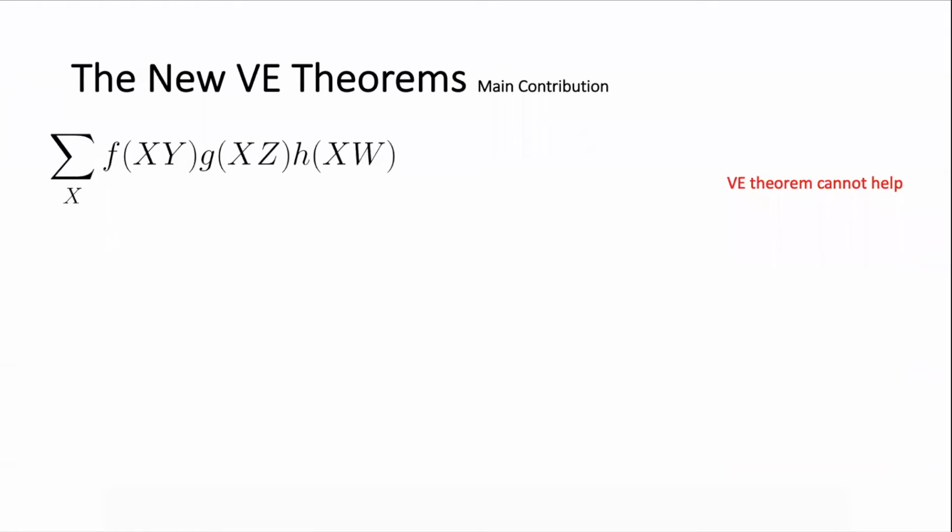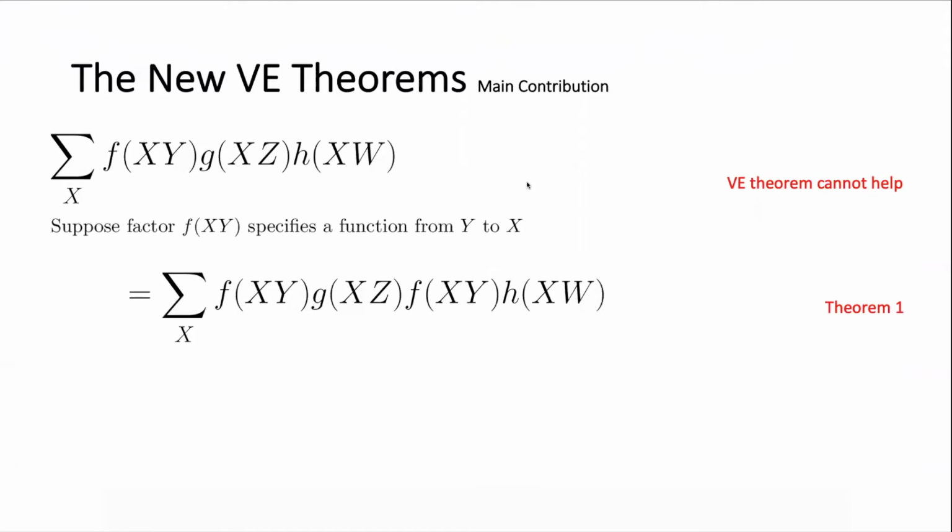And this is where the new theorems and the main contribution comes in. So let's look at the same expression and let's assume that this factor is functional. It specifies a functional relationship from Y to X. There are 2 new theorems. The first, which you can think of as a replication theorem, says you can replicate functional factors. So here's F, and I replicated it. And this product is the same as that product.